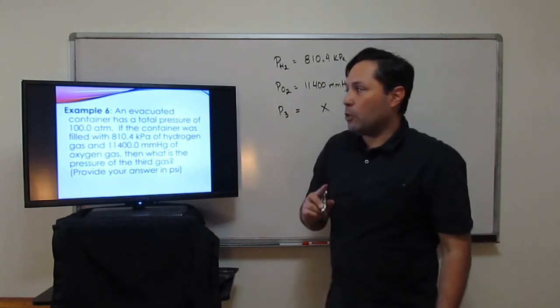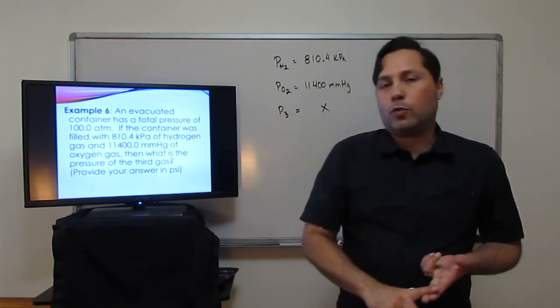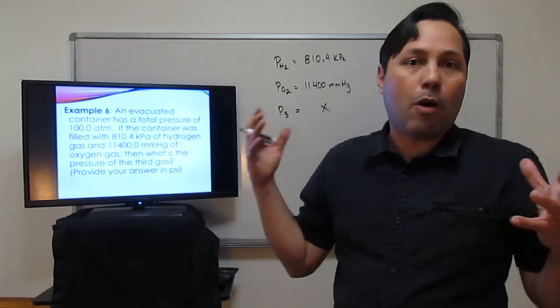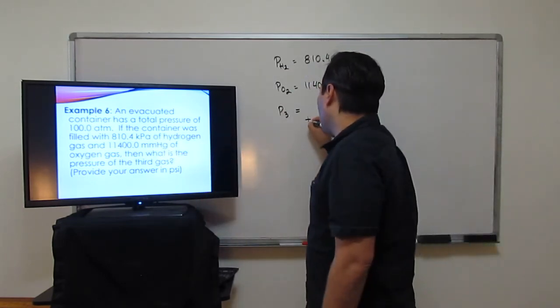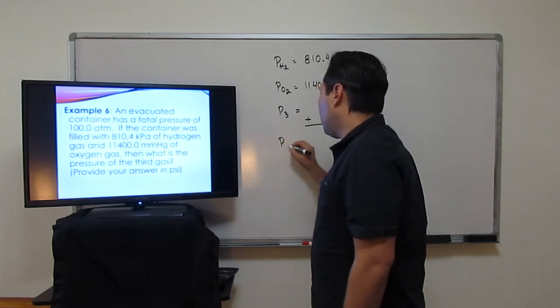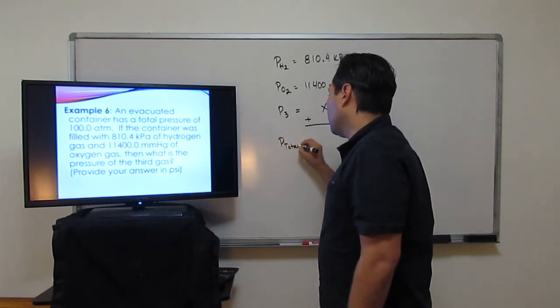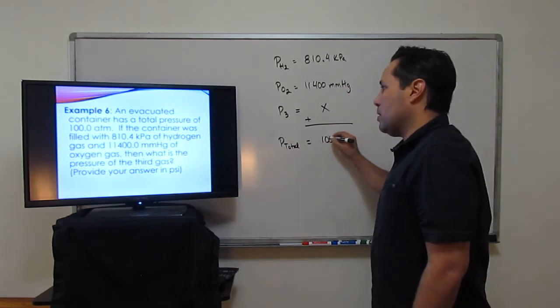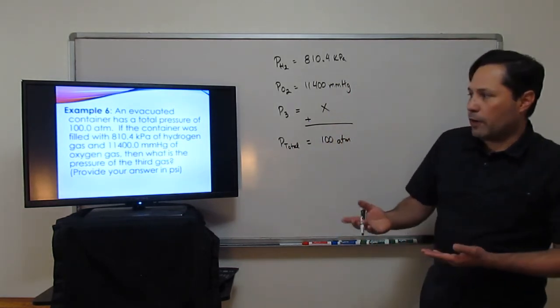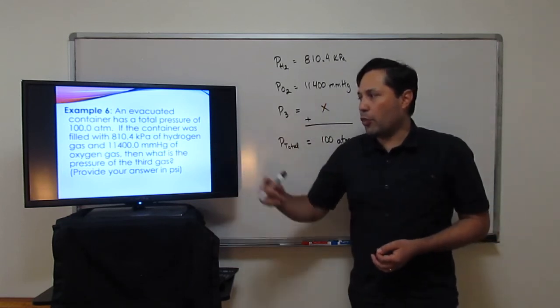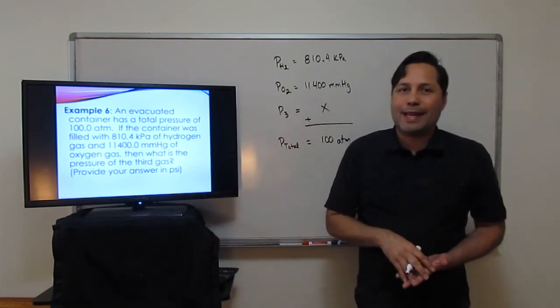But at the very beginning of the problem, they told us the final answer, which is the total, if you add them all together, is 100 atm. So that is the total pressure. After we add them all up, it's going to be pressure total. It's 100 atm. And now here comes the final part. Find the pressure of the third gas. By the way, they want the answer in psi.